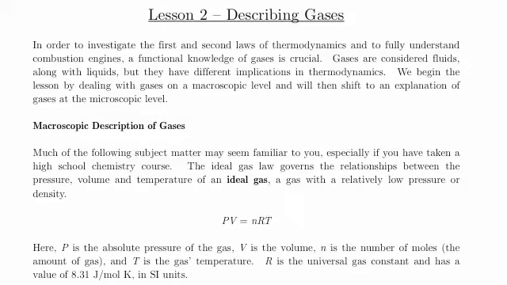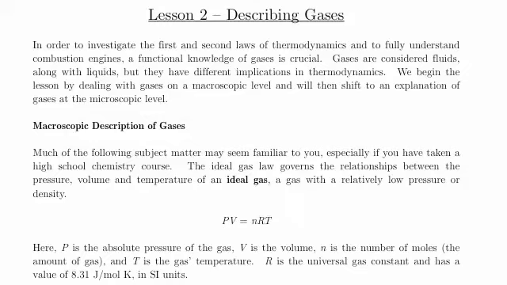So, starting with the macroscopic description of gases, most of what you're going to see you probably should have seen before, because we're talking about the ideal gas law, which is PV equals nRT. And in this equation, P is, of course, pressure, V is volume, n is the number of moles, or the amount of gas, and T is the temperature. R is what's called the universal gas constant, and for our purposes, it has a value of 8.31 joules per mole Kelvin, and that's in SI units.